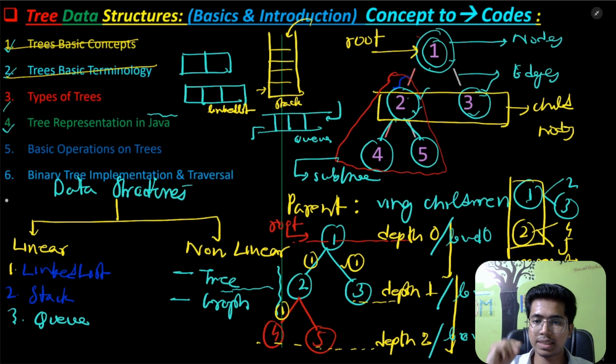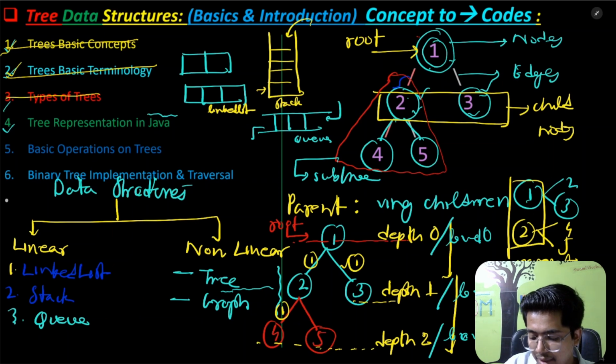Previously we have understood a lot of things about the tree. We have understood the basics of tree, the architecture, the normal terminology, and then in the last session we understood all the types in great detail. In the next session we'll be observing the tree representation, and we'll be starting today.